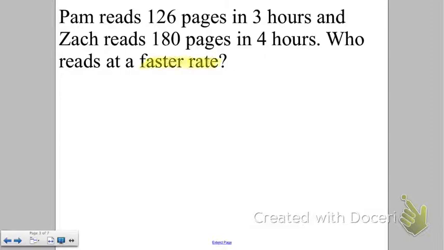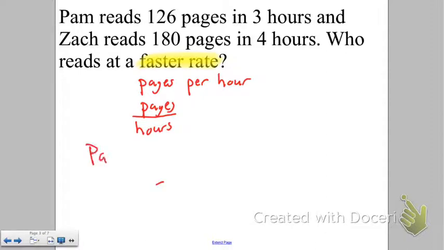I need to determine the rate at which they read. So that's going to be the pages that they read per hour. That means I need to do the pages divided by the hours. I'm going to determine the rate for Pam, and I'm going to determine the rate for Zach. And then I'm going to see who reads at a faster rate.